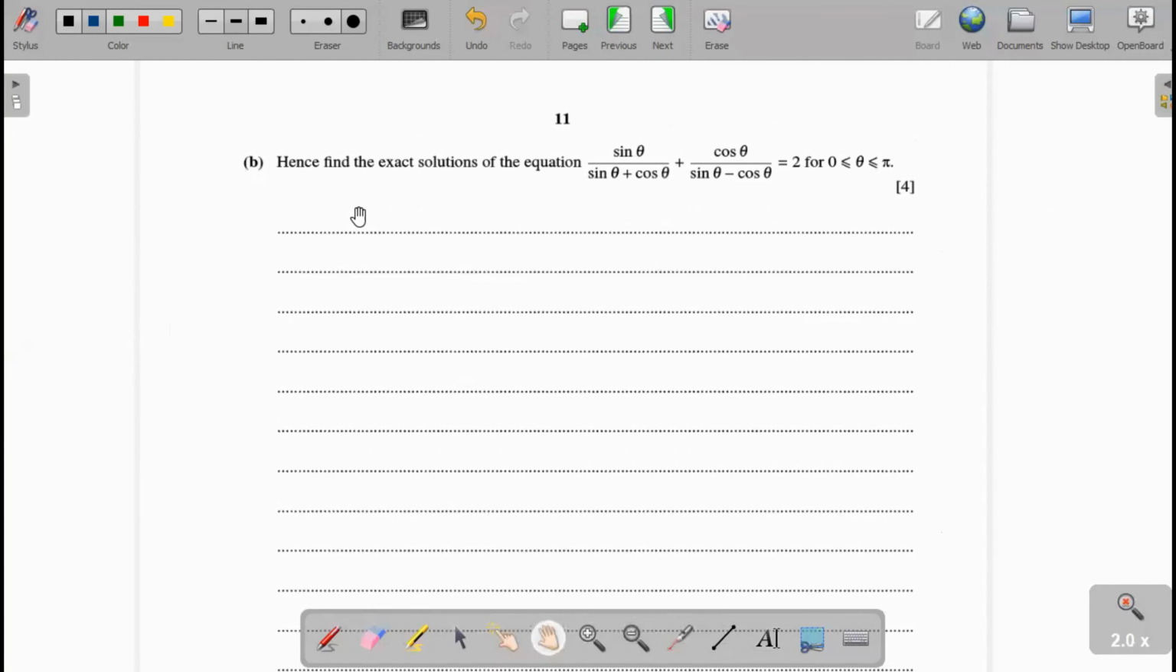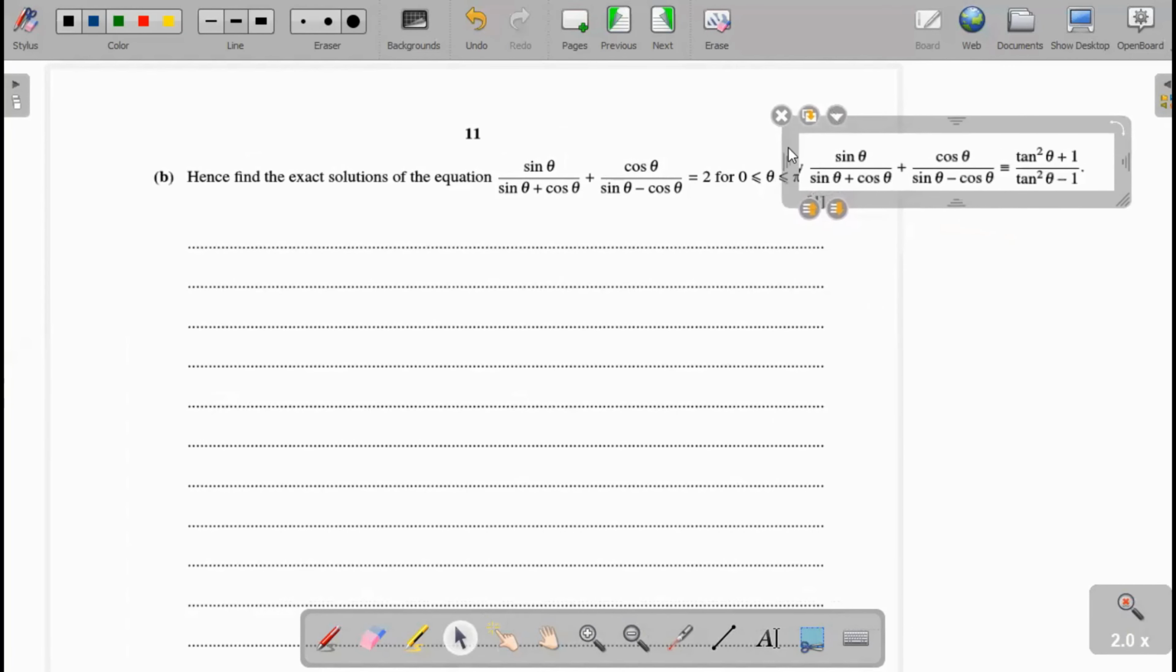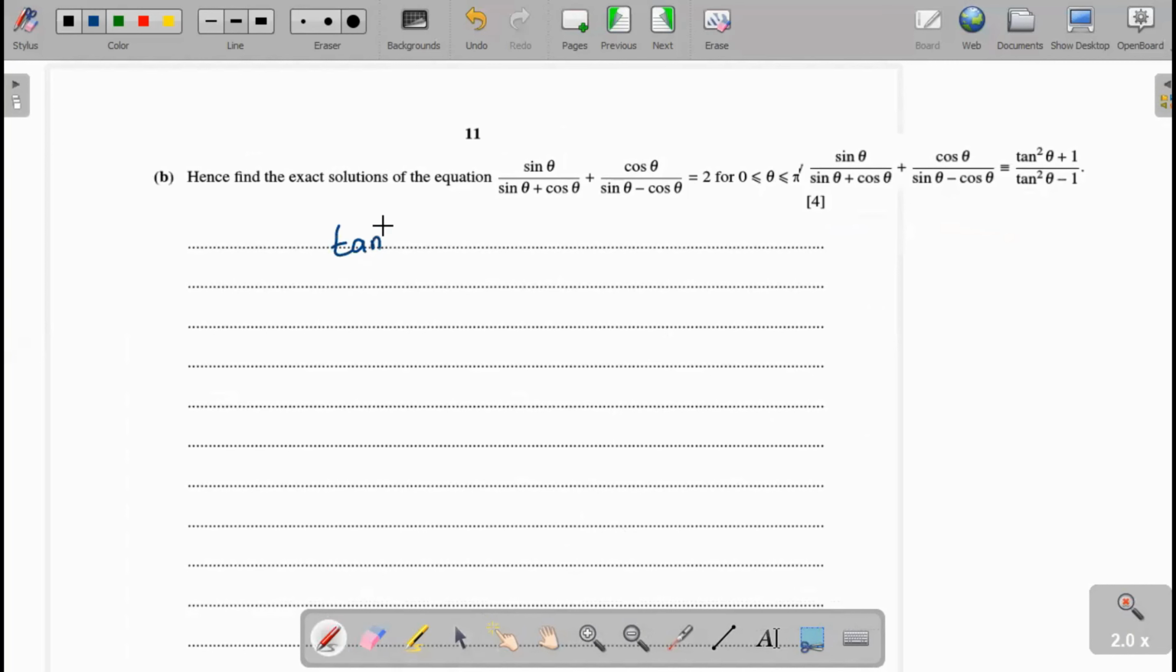In part B, hence find the exact solutions of the equation (sin theta plus cos theta) over (sin theta minus cos theta) equal to 2, where theta is greater than or equal to 0 and less than or equal to pi. Now we can write this left hand side as (tan square theta plus 1) over (tan square theta minus 1). We already proved in the previous part this left hand side is equal to the right hand side.